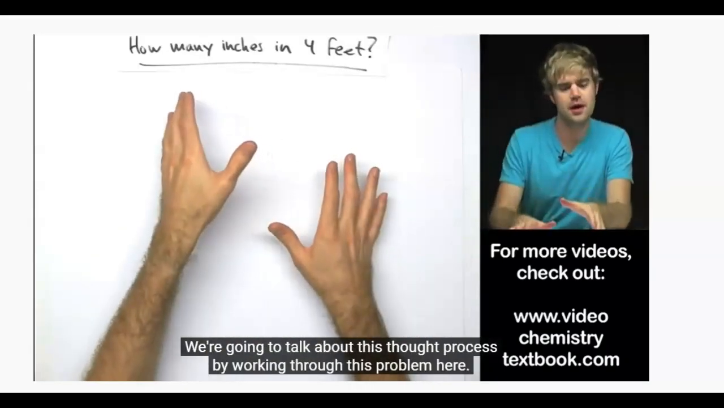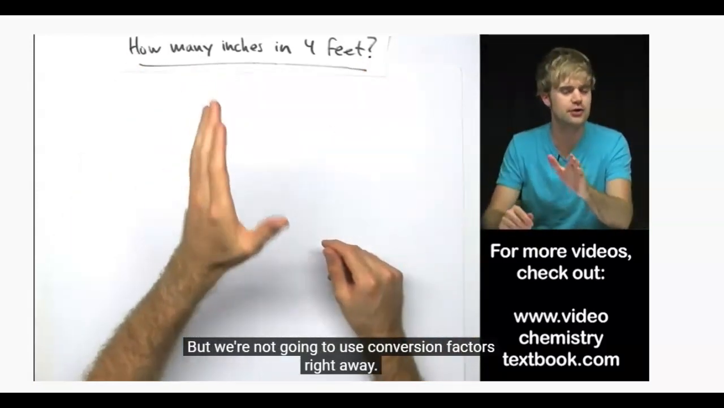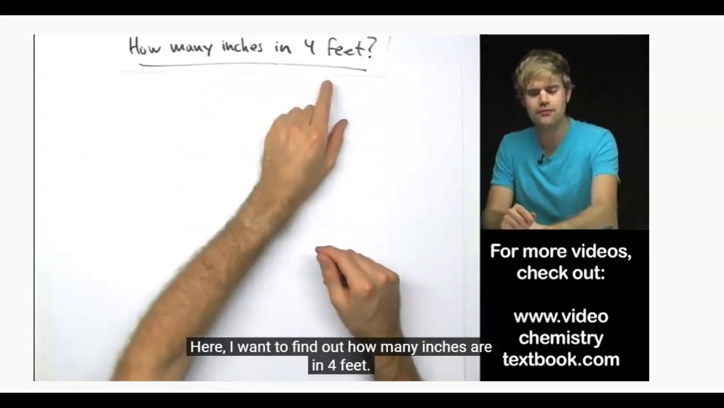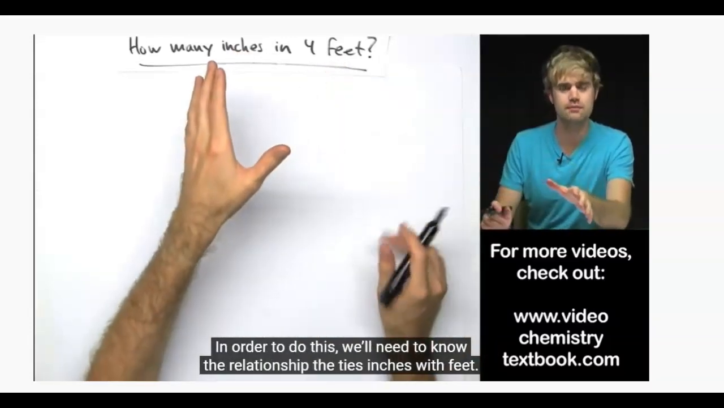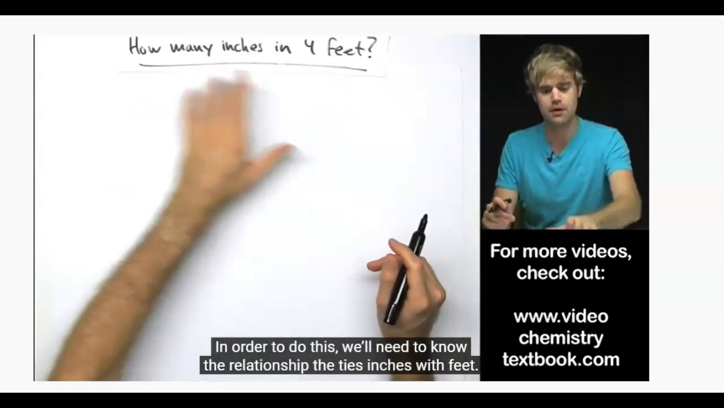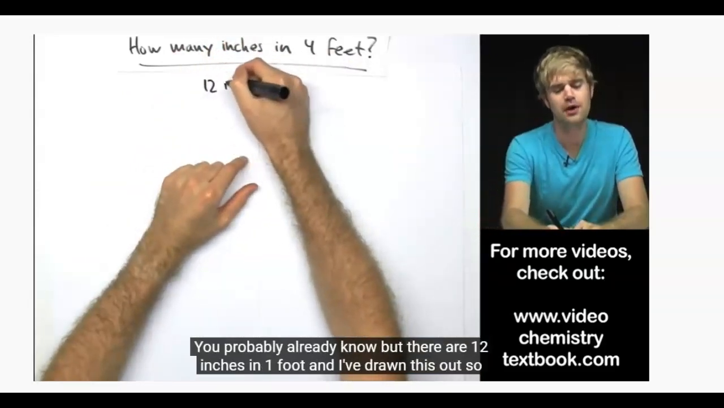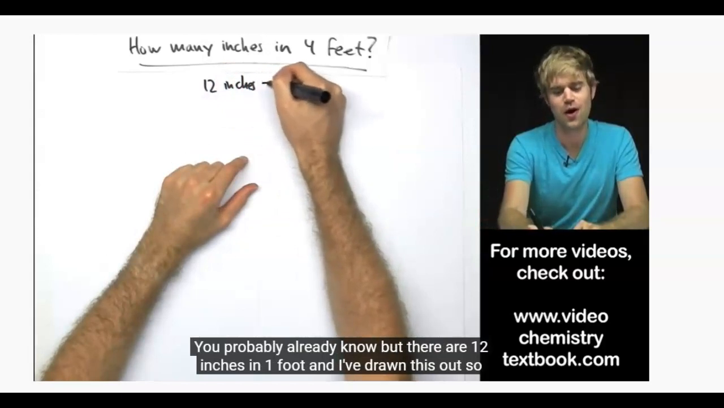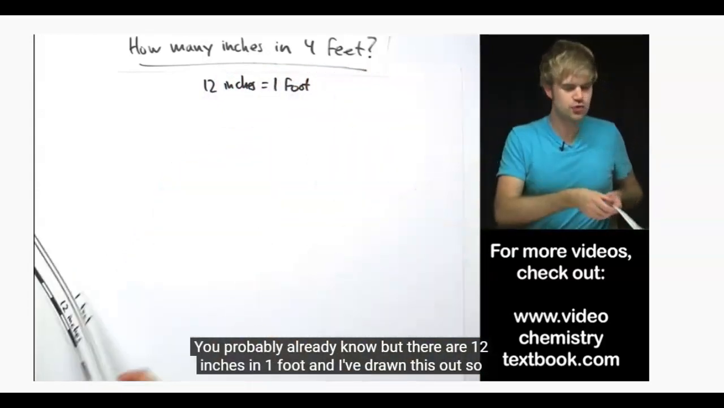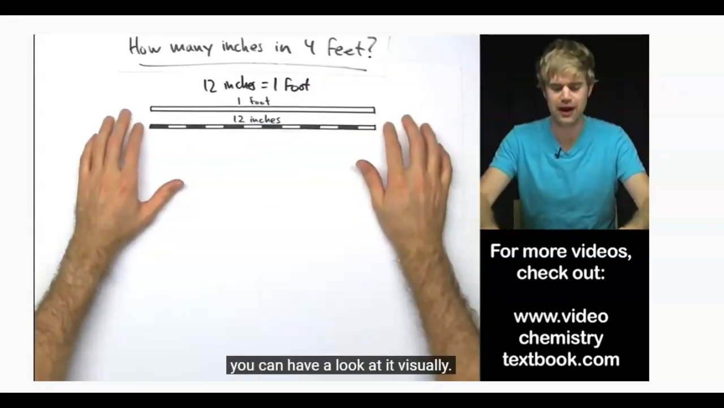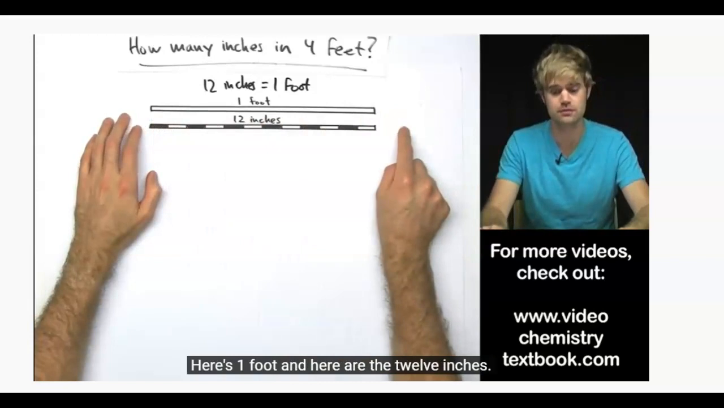We're going to talk about this thought process by working through this problem here, but we're not going to use conversion factors right away. Here we want to find out how many inches are in 4 feet. In order to do this, we'll need to know a relationship that ties inches with feet. You probably already know that there are 12 inches in 1 foot. And I've drawn this out so you can have a look at it visually. Here's 1 foot, and here are the 12 inches.